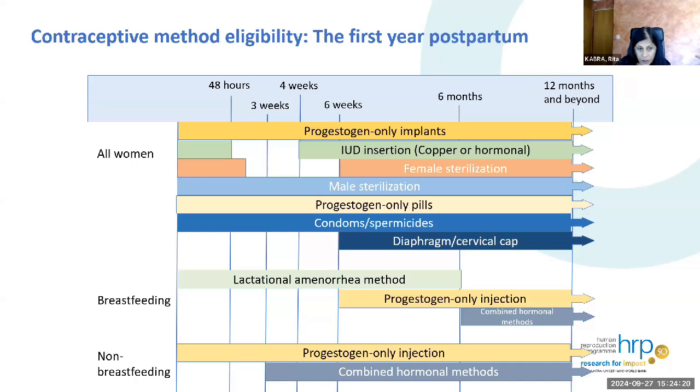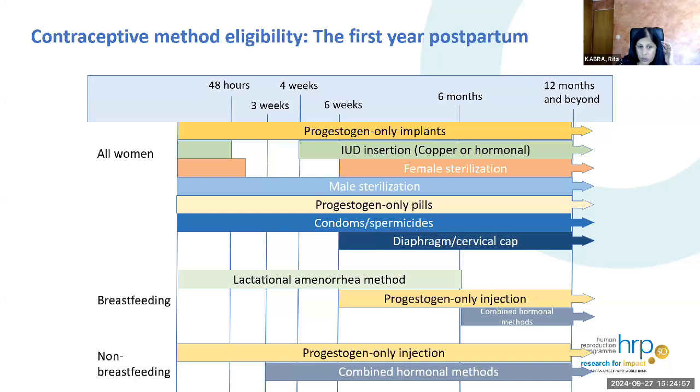But when it comes to IUDs, which are copper or hormonal, remember they can be given up to 48 hours, but we don't have enough guidance, and so we prefer that they are not given between 48 hours to 4 weeks. And then again, it can be given anytime. Similarly, for female sterilization, up to 2 to 3 days we can do it, but after that, we do not recommend female sterilization. It should only be done after 6 weeks. Male sterilization, the progesterone-only pills, the condoms, spermicides can be used by any woman at all times.